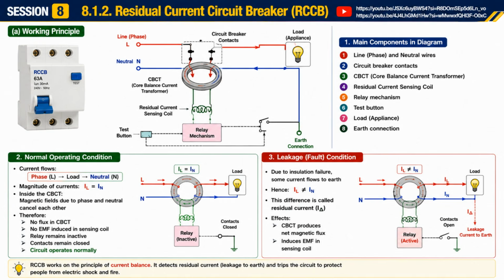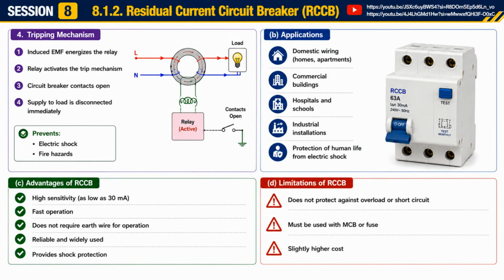5. Tripping action. The sensing coil energizes the relay mechanism. The relay trips the circuit breaker. The contacts open immediately. The power supply is disconnected. This protects people from electric shock.